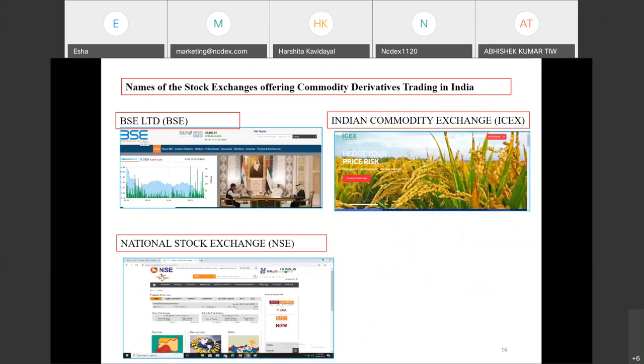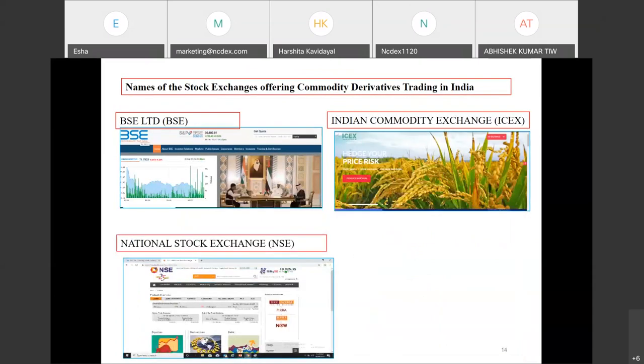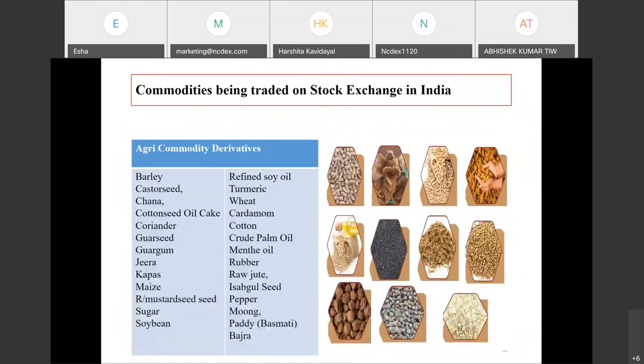I'll come back to that. Nationally, we have 5 stock exchanges: NCDEX, MCX, BSE, NSE, and Indian Commodity Exchange. Then, the commodities being traded on the stock exchanges. Just have a look here. Now we have 49 commodities being traded on the stock exchanges. These are some of them. All these commodities are included in this slide.